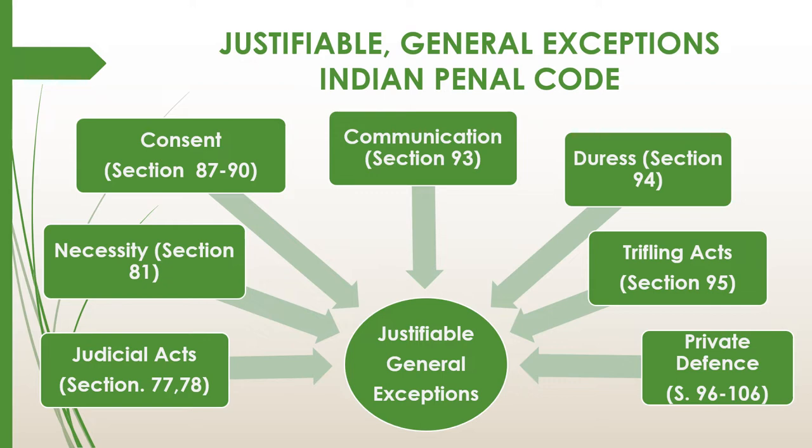The first one is Judicial Act, mentioned under sections 77 to 78. The next is Necessity, section 81. Consent, sections 87 to 90. Communication is section 93. Duress is 94, Trifling Act is section 95, and Private Defense 96 to 106.